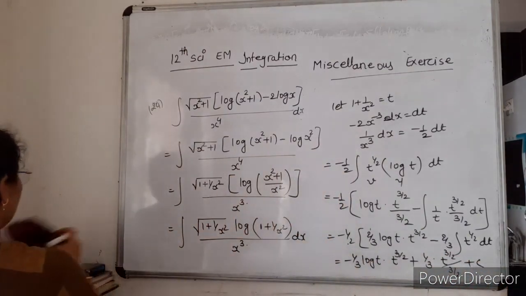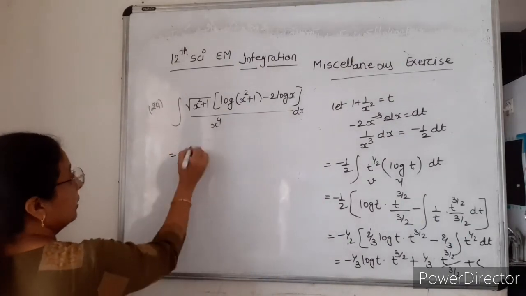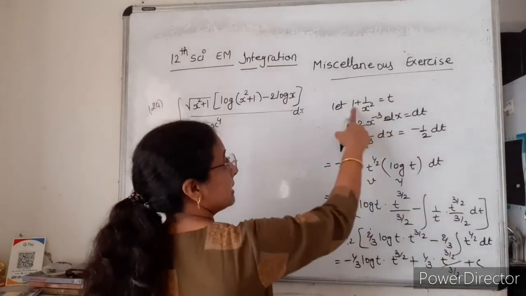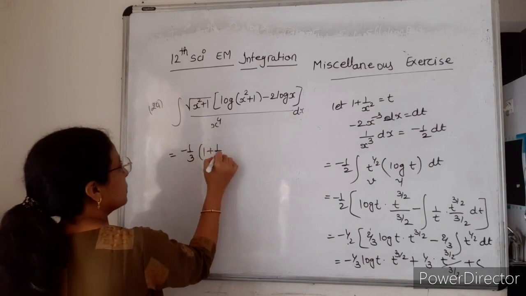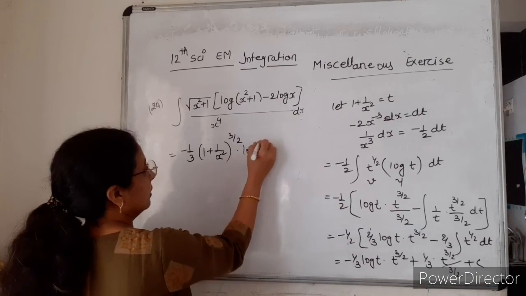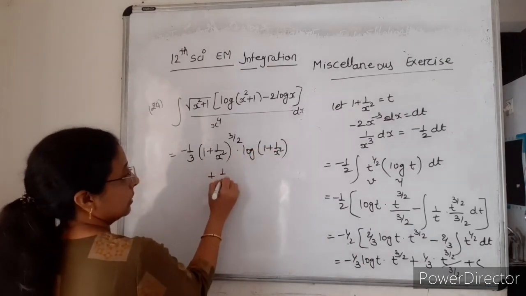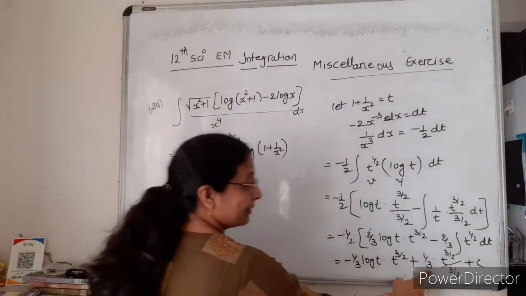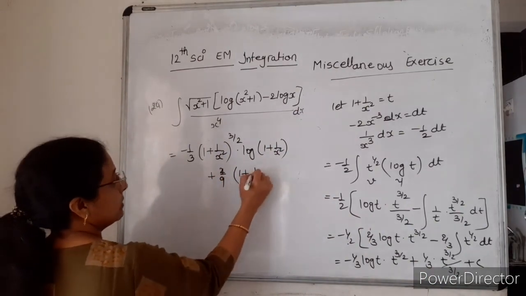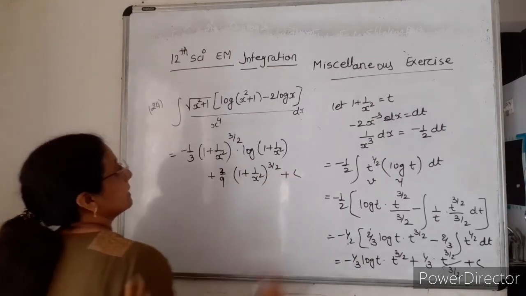So now here is minus 1 by 3 t raised to 3 by 2. What is t? 1 plus 1 upon x square raised to 3 by 2 log of 1 plus 1 by x square, plus 1 by 3 and here 2 by 3, so 2 by 9 t, that is 1 plus 1 upon x square raised to 3 by 2, plus c.